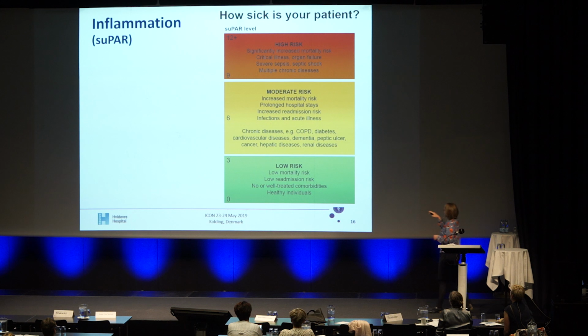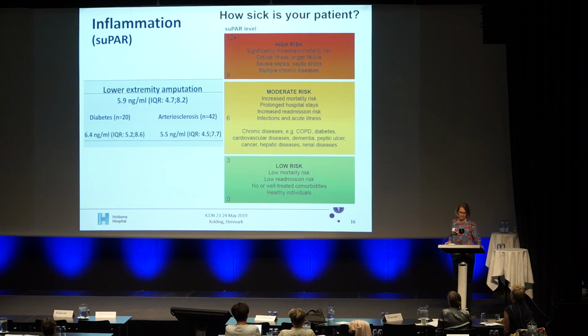If you have a low risk, low mortality, low readmission, a healthy individual, you have a suPAR of 0 to 3. If you have a moderate risk, you have an increased mortality risk, prolonged hospital stay, and increased risk of infections and so on, you will be around 6 and up. When you come above 9 to 12 and above, you have a high risk of significantly increased mortality and severe illness.